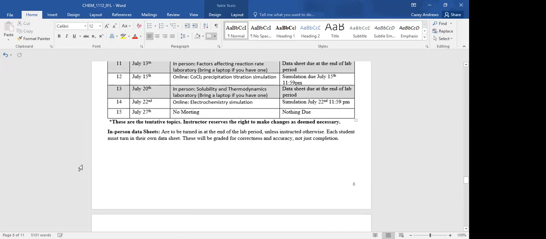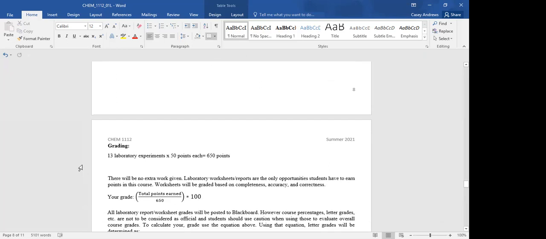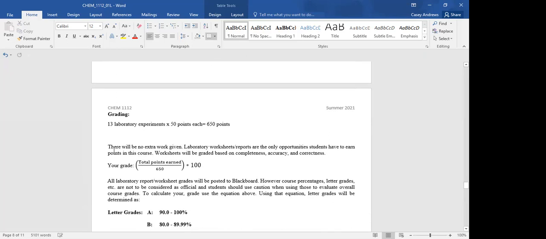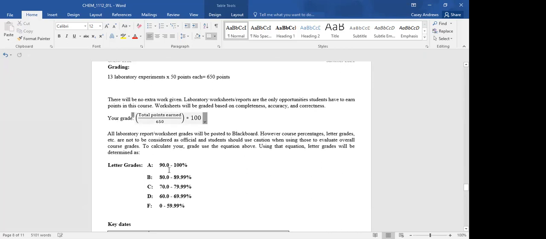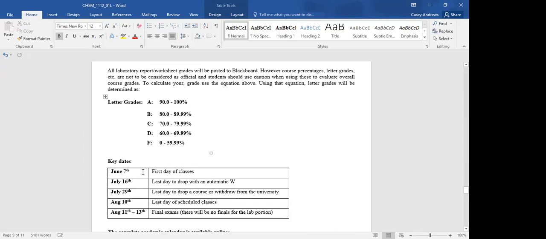Grading, relatively simple. You're going to have 13 experiments, 50 points each, 650 points. Your grade is how many points you got divided by 650 times 100. Grades are shown here. Pretty straightforward.